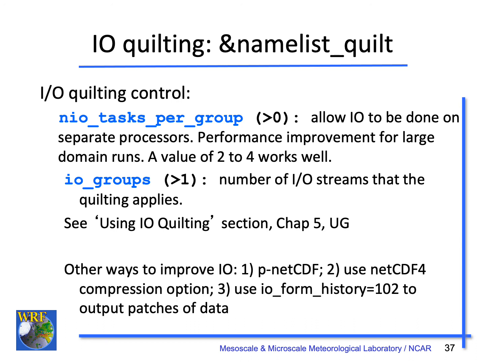There are other ways to improve NetCDF writing. One of these methods is to use pNetCDF. However, this would require an additional library at compile time. Another way is to make use of the compression option in NetCDF4, which has become the default since the WRF Model version 4 release. And finally, setting io_form_history equal to 102 rather than 2 will allow each processor to write the data on that processor. This is by far the fastest way to write data, but a post-processing step is required to put the individual files together.